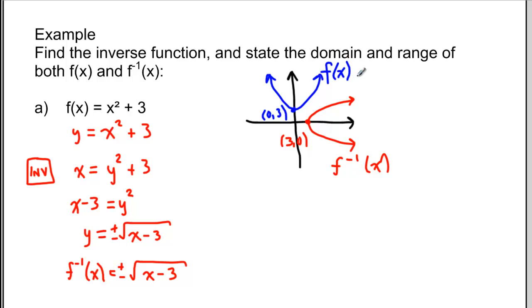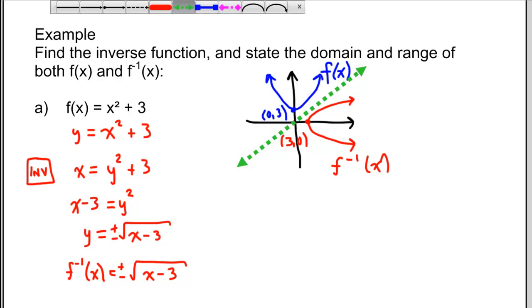And let's just prove here that this is a reflection over the line y equals x. So I'm going to draw a little green line that goes through here. And you can see that if you tilt your head, one is a reflection of the other one. So indeed, this is a reflection over the y equals x line. Now you don't have to draw this line in, but just to show you that it is.